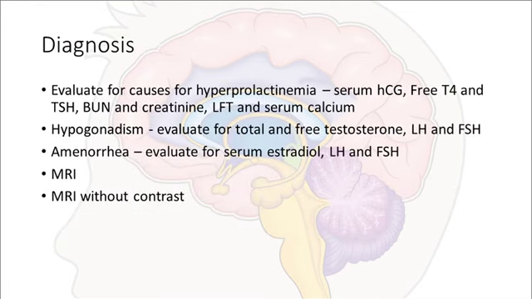Now, evaluating the causes of hyperprolactinemia is extremely important. You want to look out for serum HCG levels to decide whether or not the patient is pregnant, right? Or alternatively may have some kind of a tumor. Free T4 and TSH will tell us whether or not hypothyroidism is the cause of the hyperprolactinemia. BUN and creatinine are important. LFTs and serum calcium levels are also important as well, right? And LFTs are important because we need to exclude liver causes such as cirrhosis. BUN and creatinine are extremely important to exclude kidney diseases.